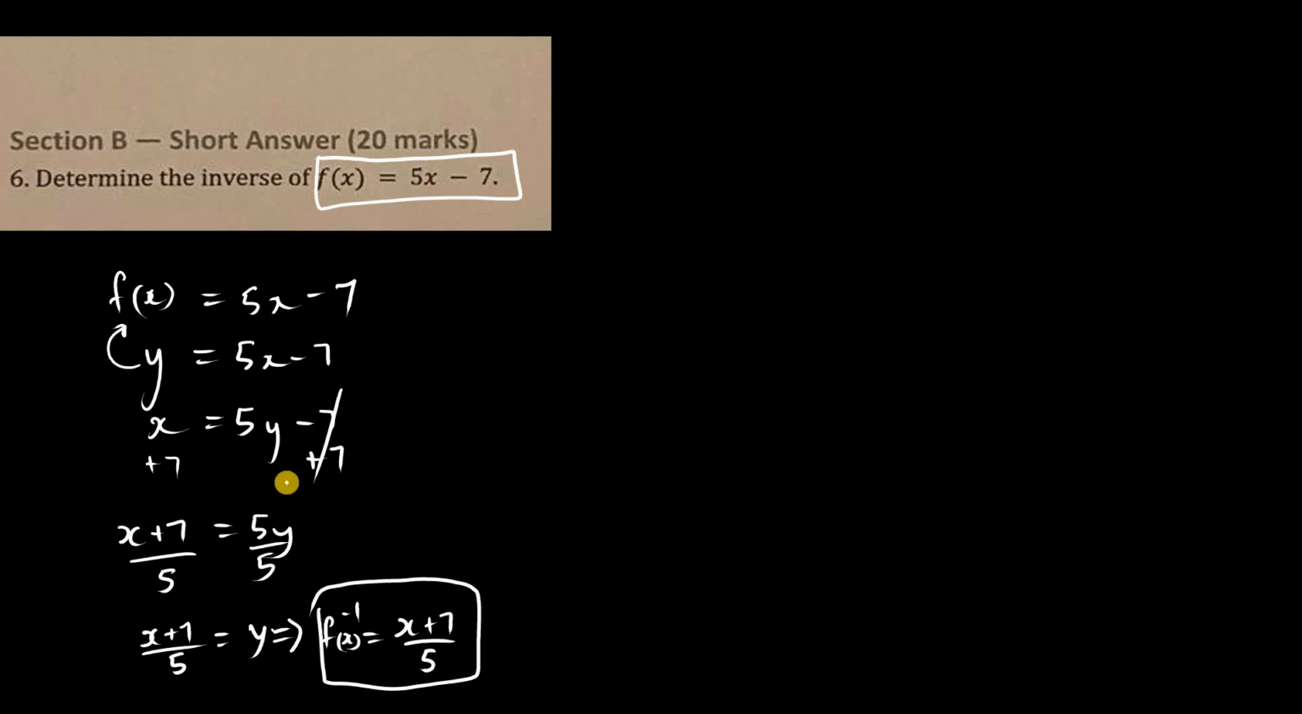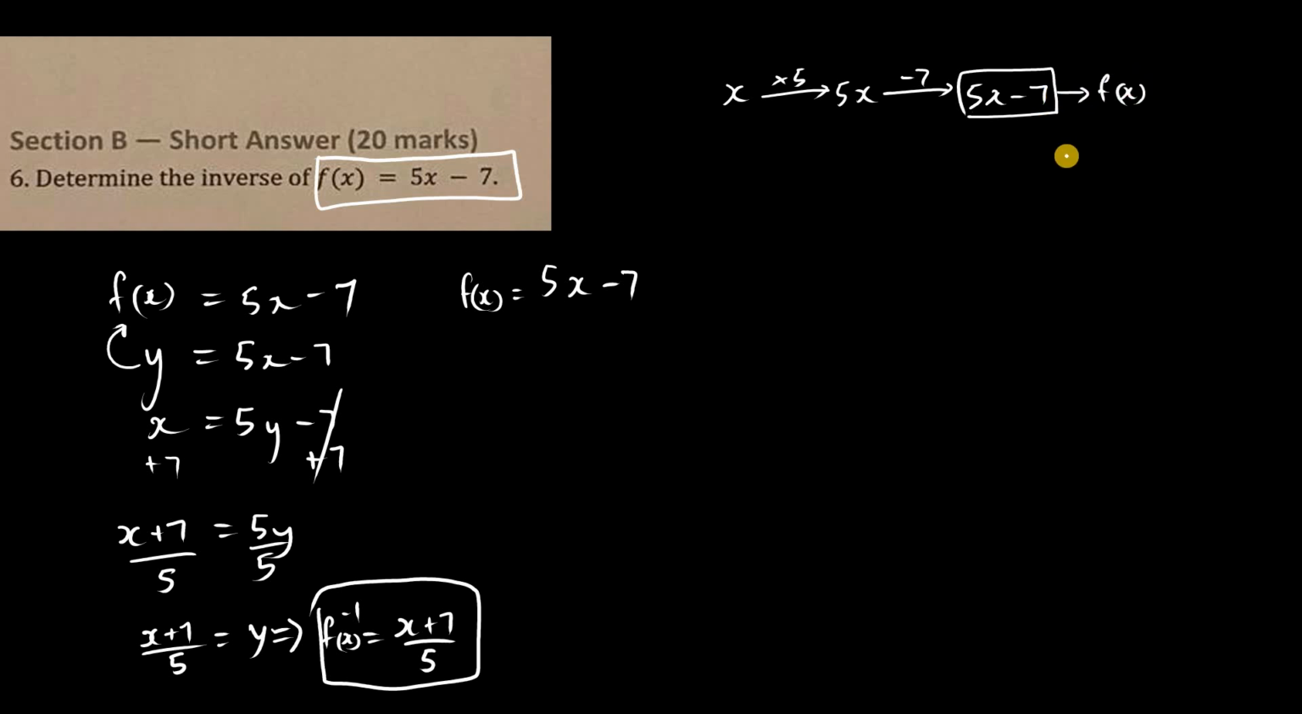And that's that. Now this one is not a multiple choice, so we had to write that out. Now if you look at this, let's see if we can find a shorter way. Notice that we start with x, we multiply by 5 to get 5x, then we subtract 7 to give us the quantity 5x minus 7, right?